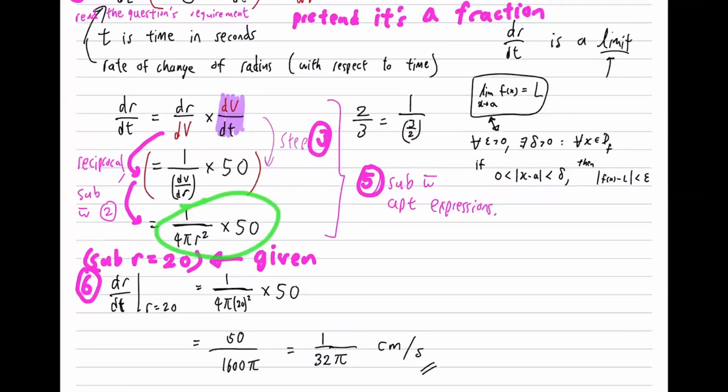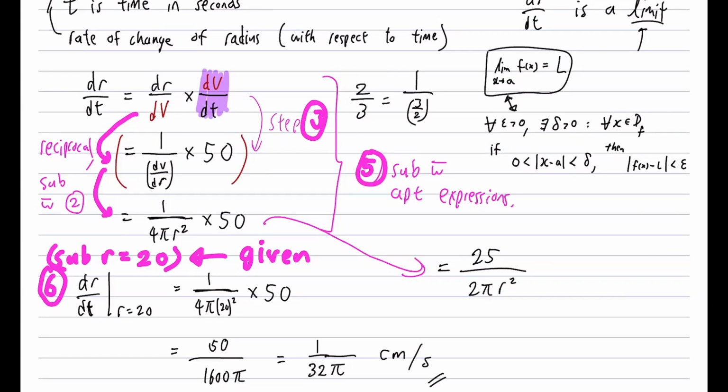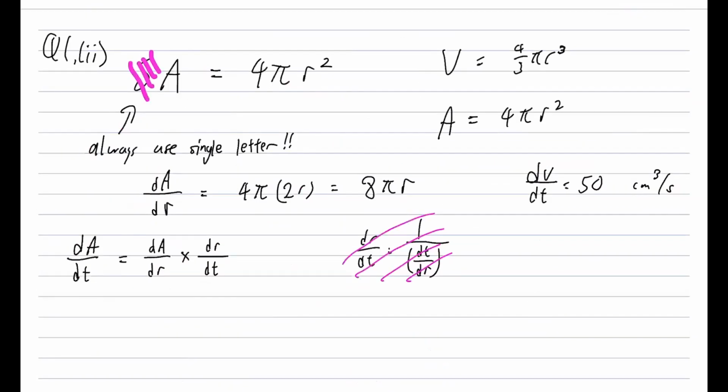Before substituting the r, we obtain a dr by dt expression, which can be simplified as 50 over 4, which is, let me calculate this, 25 over 2. So 25 on top, 2 pi r squared at the bottom. Okay, this is dr by dt. We need to use this. Let's just call this star. Then from here you can sub in star.